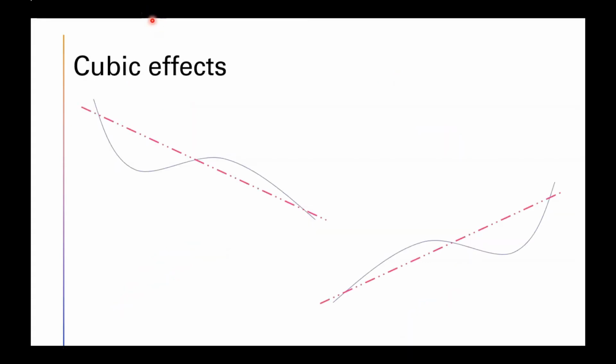The other type of nonlinear relationship between two variables is cubic effects. When the relationship between two variables is negative, you can expect to have a curve like this, and in case the relationship between these two variables is positive, you can expect a curve like this one.